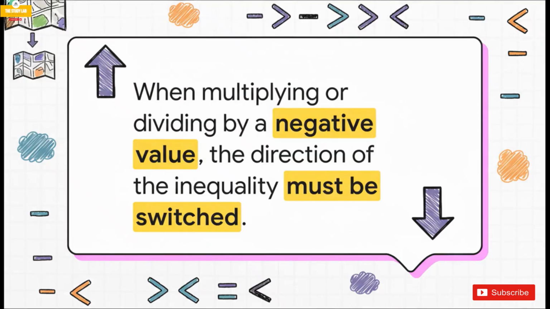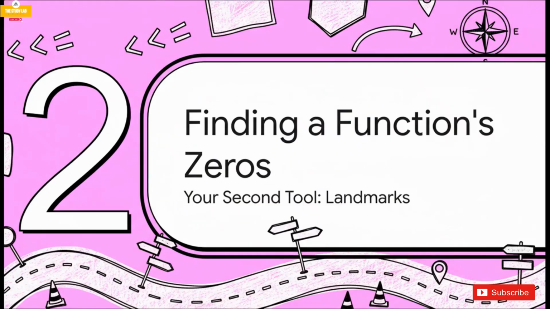Now, most of the algebra rules you know still apply, but there is one giant, flashing red light exception that you absolutely have to remember. If you multiply or divide both sides of an inequality by a negative number, you have got to flip that sign around. Seriously, forgetting this one little thing will completely wreck your answer. It's the golden rule here. All right, tool number 1 is down.